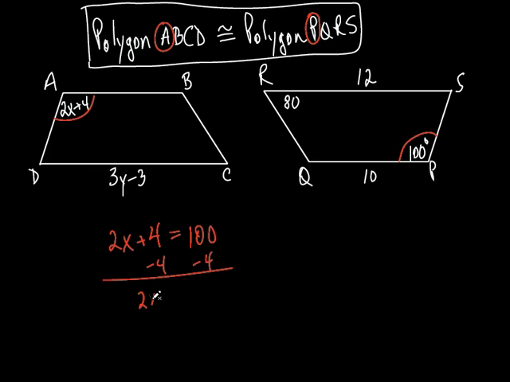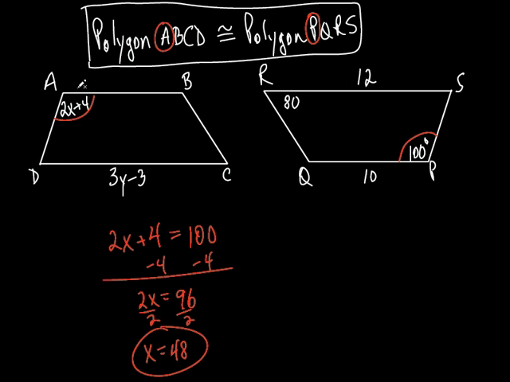So that's 2x equals 96. Divide by 2, and I think that's 48, isn't it? Yep, 48. That's all there is to that. It's not hard. It's not really difficult, but you got to make sure you use the right number.